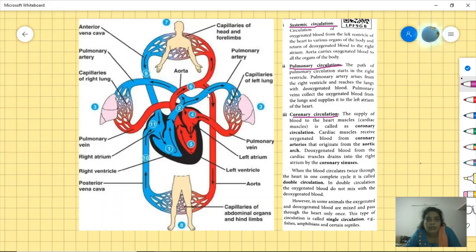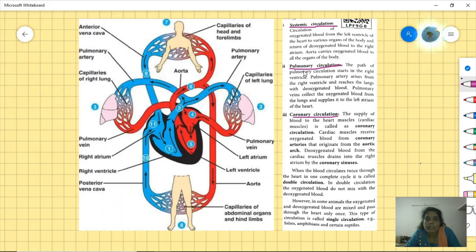Okay, understood? So what is systemic circulation? Circulation of oxygenated blood from the left ventricle of the heart to various organs of the body, and when it is coming, it carries deoxygenated blood to the right atrium. This is known as systemic circulation. Okay, next one is pulmonary circulation.